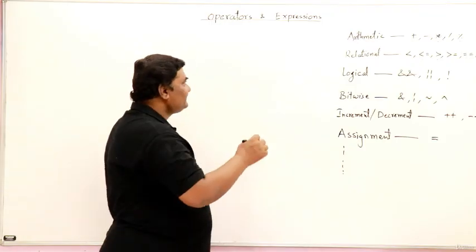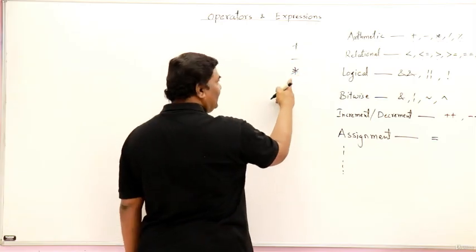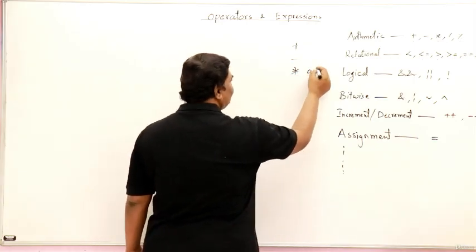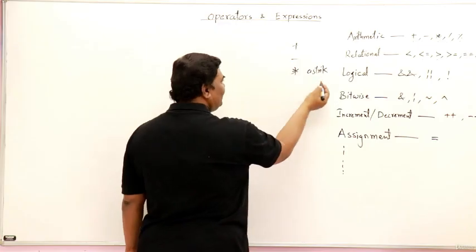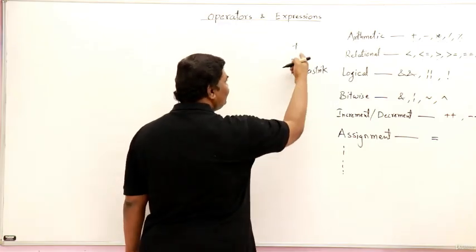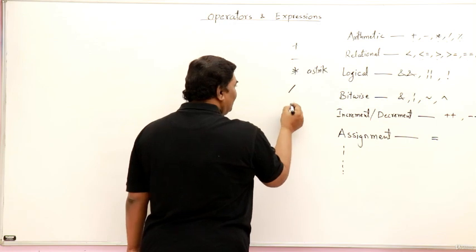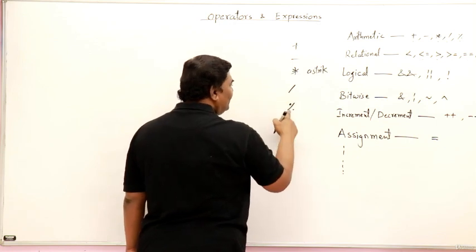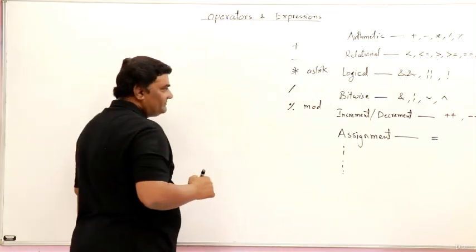Let us take the operations. Addition, subtraction, multiplication. This is star, also called asterisk. Students call it a star, but this is asterisk. Addition, subtraction. This is used as multiplication, and then this is division, and this is the percent symbol, and this is mod. We call it mod in C++.